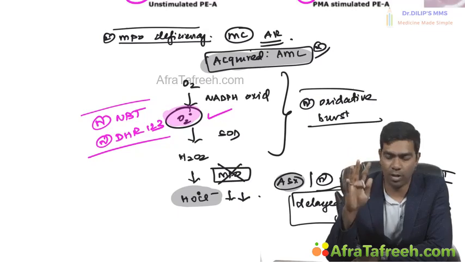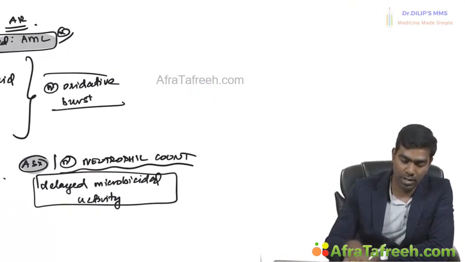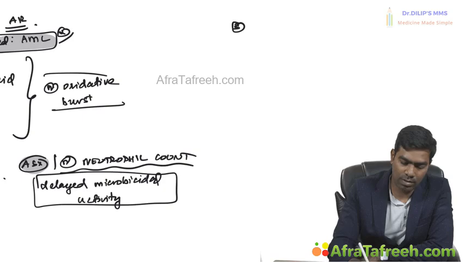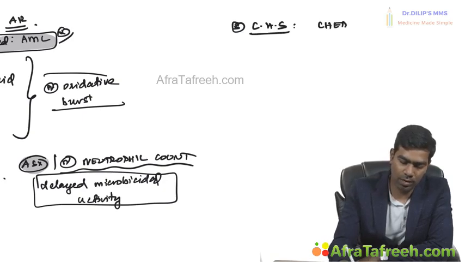It's also one of the most common disorders of neutrophil function, and it's inherited as an autosomal recessive disorder. Acquired forms can be seen in AML. Very important. Again, myeloperoxidase deficiency. And the third one, you have something called Chediak-Higashi syndrome. That's called CHS.